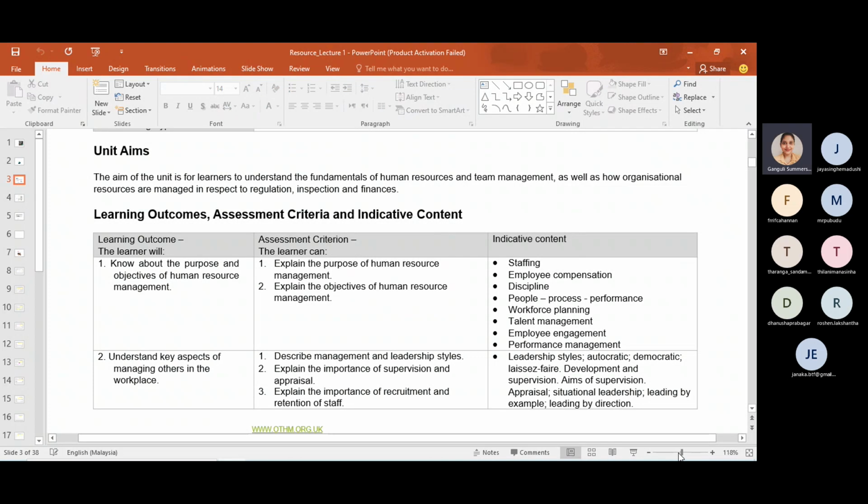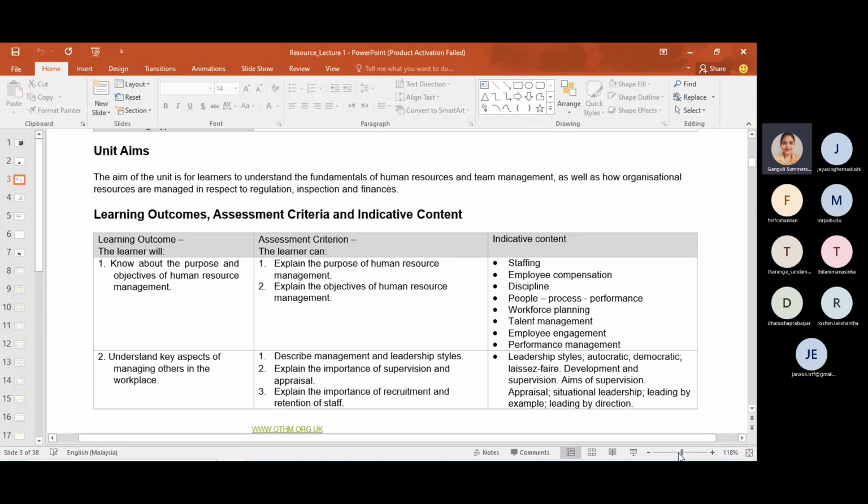Okay, so in your first learning outcome, you will basically learn about what is human resource management, what kind of things are happening in human resource management, and what are the purposes and objectives of human resource management. Okay, so that's about the first learning outcome.